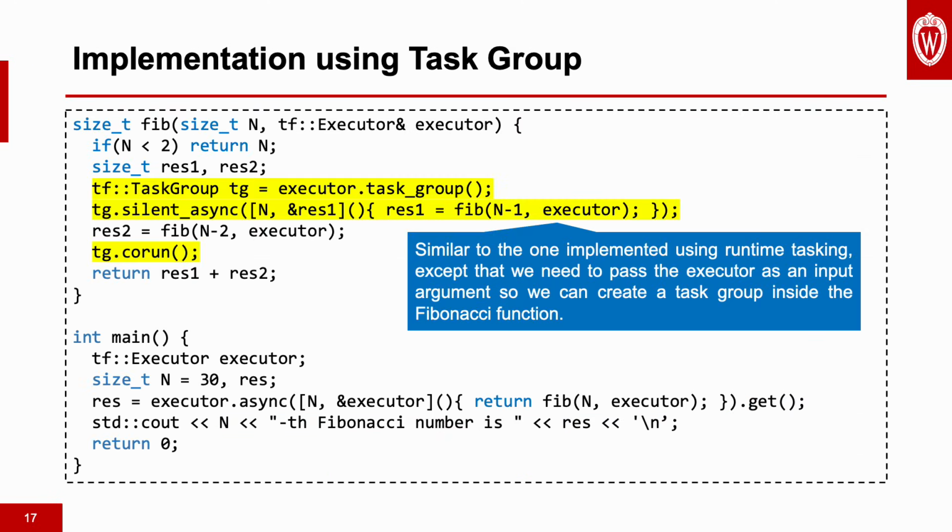This slide shows the implementation using task group, which is basically similar to the one implemented using runtime tasking, except that we need to pass the executor as an input argument so we can create a task group inside the Fibonacci function.